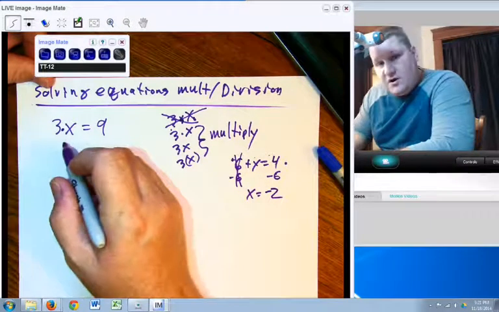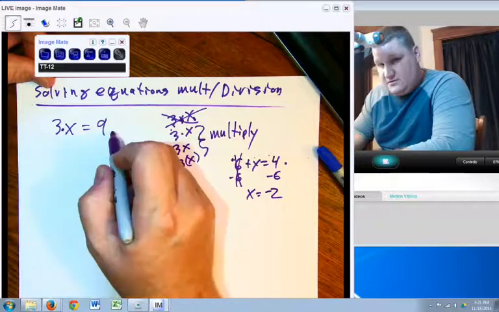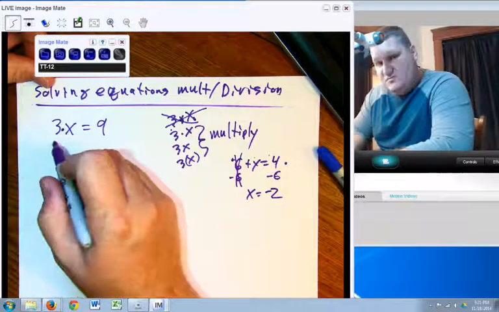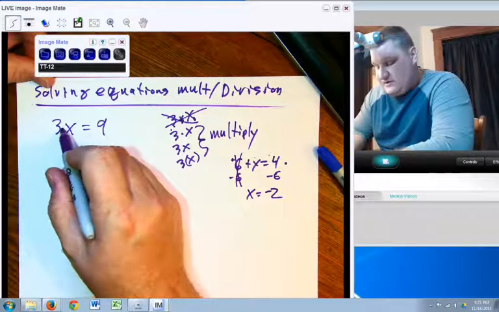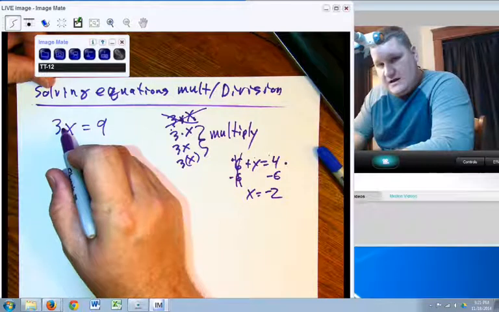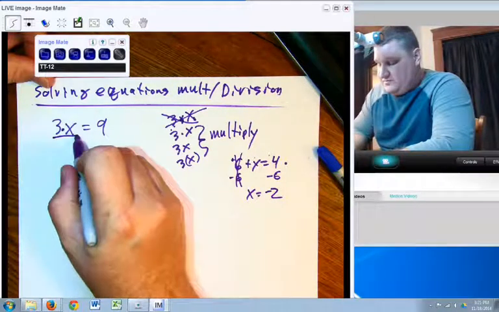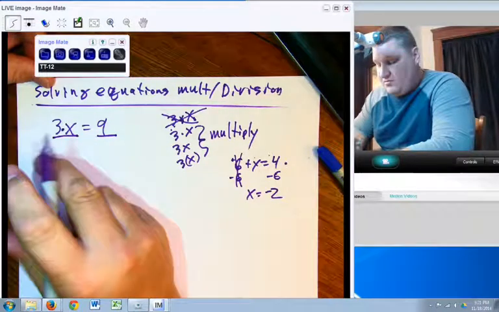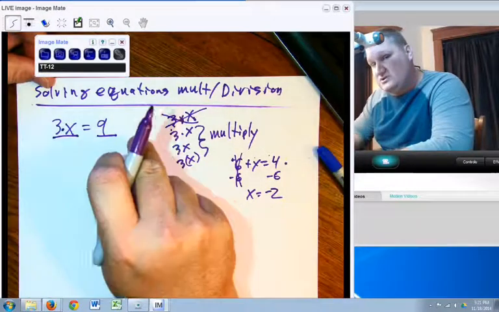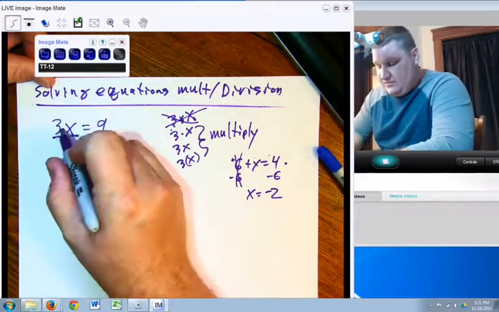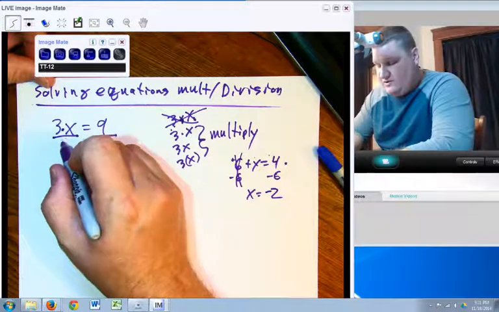Over here, when we have 3 times x equals 9, the algebra way to do it is we say, what's the opposite of times? The opposite of times is divide. So I'm going to put a divide sign on each side because remember, whatever I do to one side, I must do to the other. And if I have 3 times x, I'm going to divide by 3.